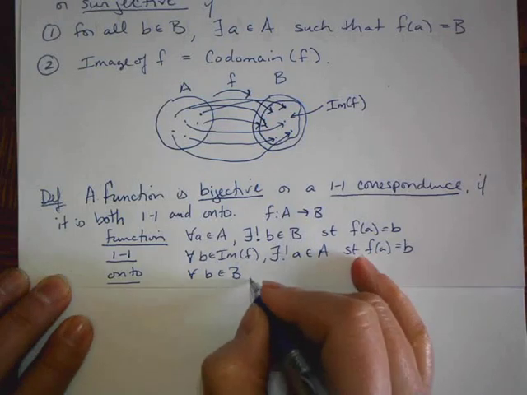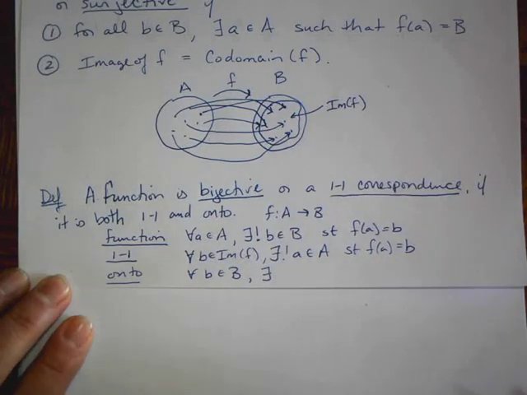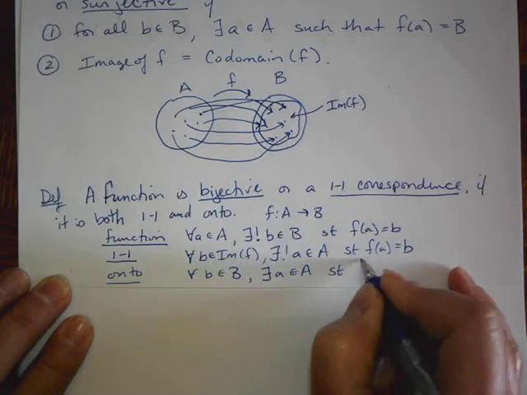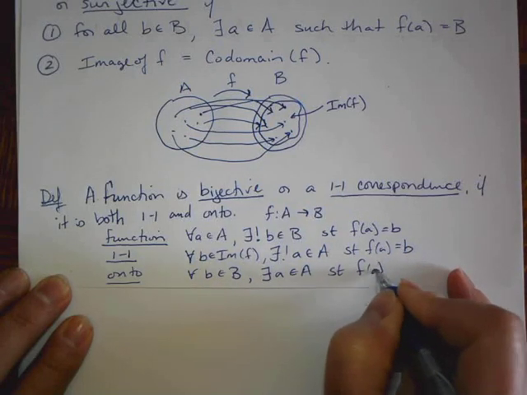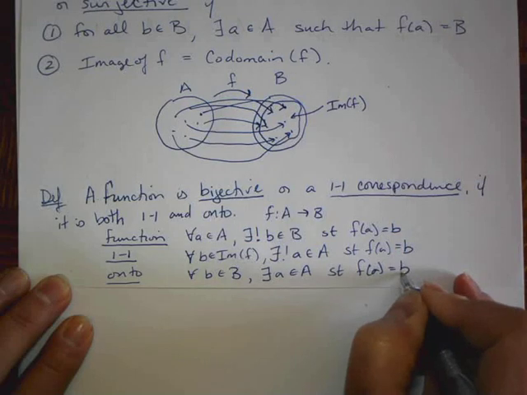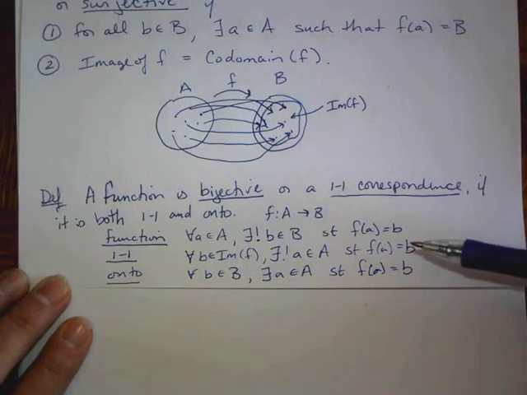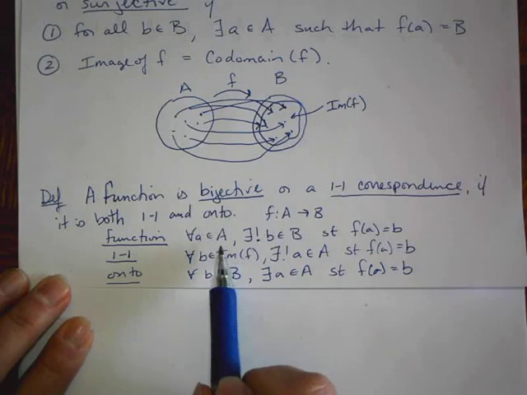And before I talk about the differences, look at onto. Onto is for all B in B, doesn't have to be in the image, there exists, not unique, but there exists an A in A such that f of A is equal to B. No wonder students get these confused.